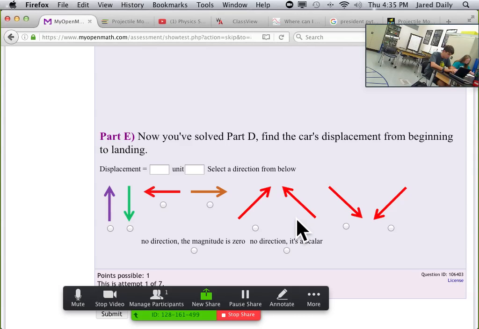This came up. Since it landed below the table and off to the right, we would pick the arrow that's pointing down towards the right, correct? Yep. Okay.